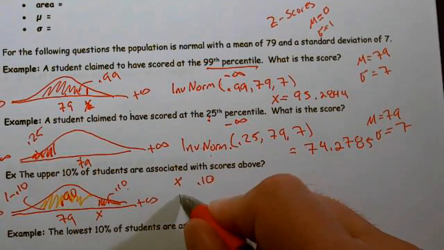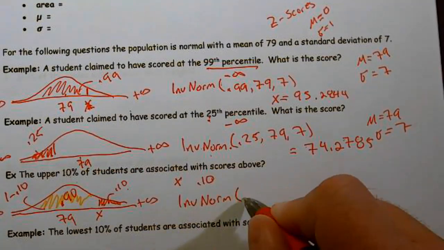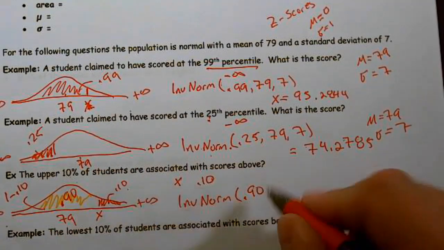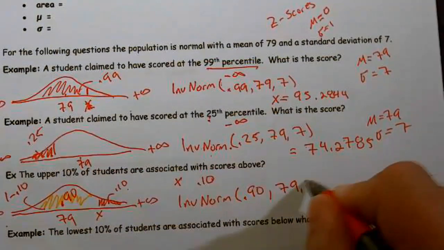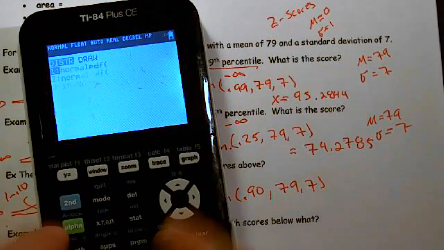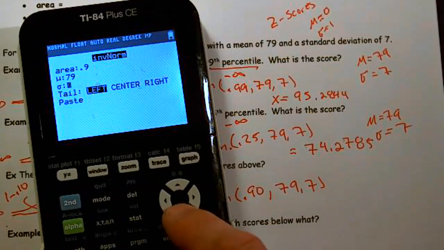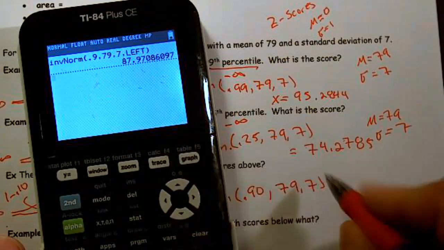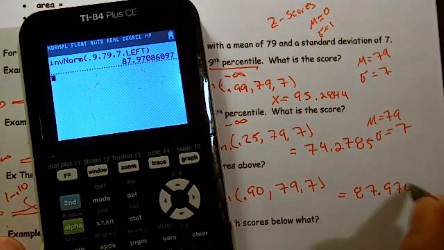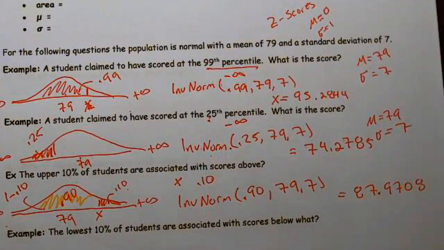So this is going to be an inverse norm of 0.90, because we always have to start from negative infinity. 79 and 7, because that's our mean and standard deviation. And remember, it's an inverse norm because they gave us a percent. So we're going to use 0.9 and calculate, which is going to be 87.9708. So basically about an 88.